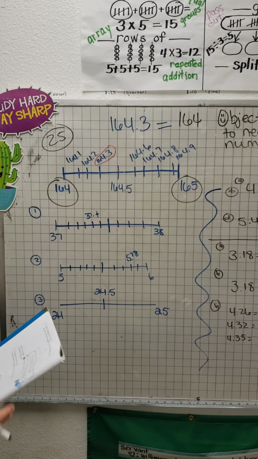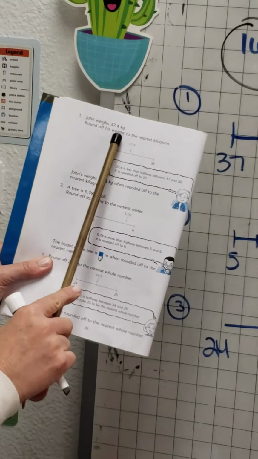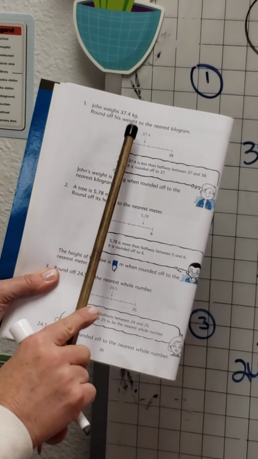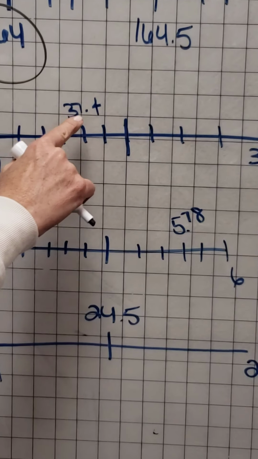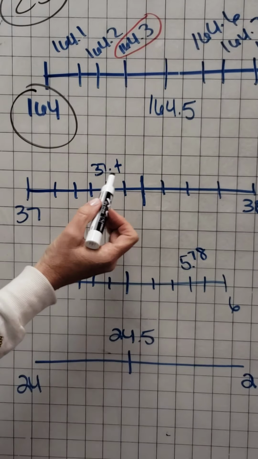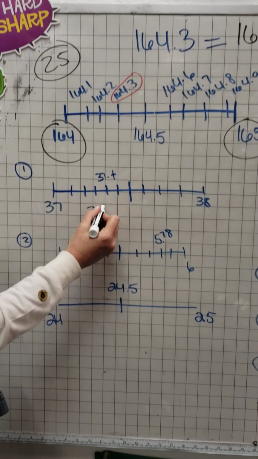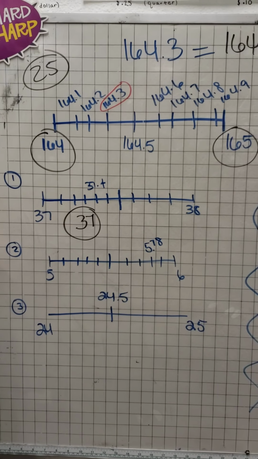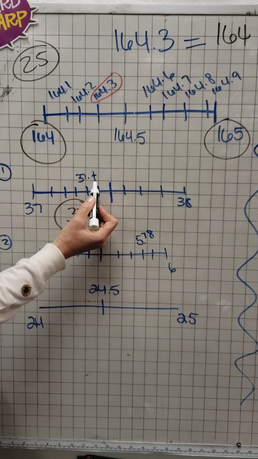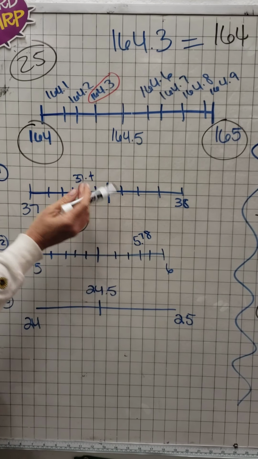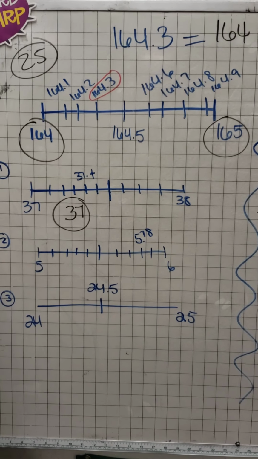And it shows, here it says, John weighs 37.4 kilograms. Round off his weight to the nearest kilogram. So we're rounding it to a whole number. So we can look here and see that 37.4 is closer to 37. So if we were using our rounding rules that we just reviewed, 4 is going to let it rest. It's going to stay at 37. If this is a 5 or more, it's going to go to 38.